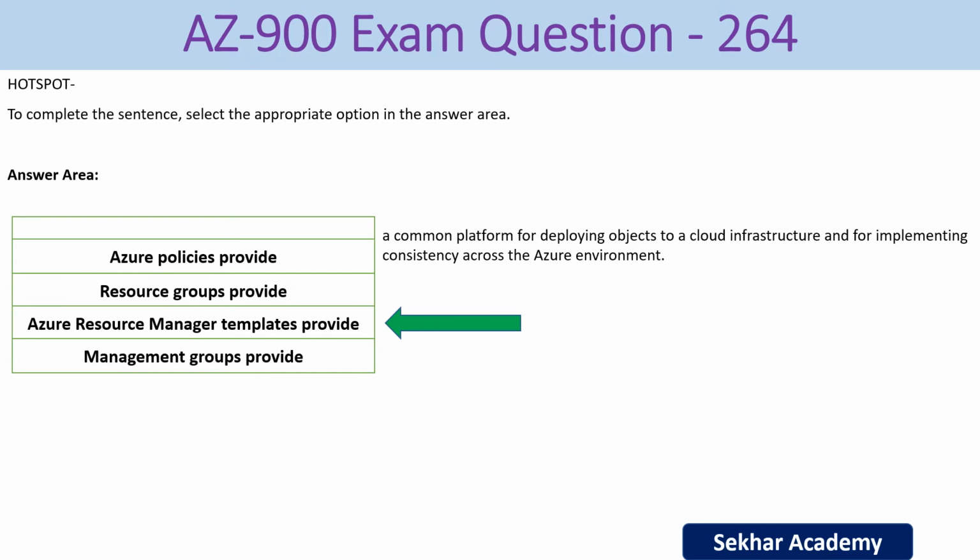So these ARM templates provide a common platform for deploying objects to cloud infrastructure and for implementing consistency across the Azure environment. Azure Policies are used to define rules for what can be deployed and also how it should be deployed. This can help in ensuring consistency, but Azure Policies do not provide the common platform for deploying objects to the cloud infrastructure. Right? The right option here is Azure Resource Manager templates.